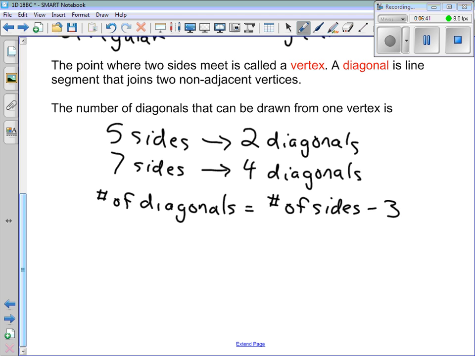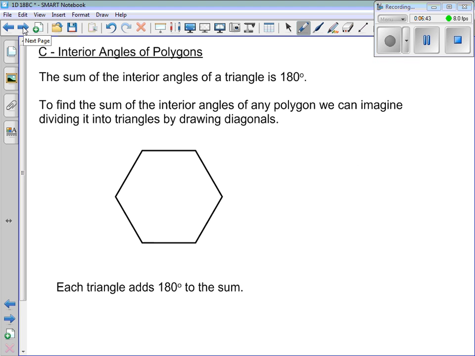All right, and now let's just continue on here into box C. In box C, we're looking at the interior angles of polygons, and we'll also take a look at the exterior angles first. We'll start off with something basic here. The sum of the interior angles of a triangle is 180 degrees. You guys learned this back in grades 7 and 8, so this should be old news to you.